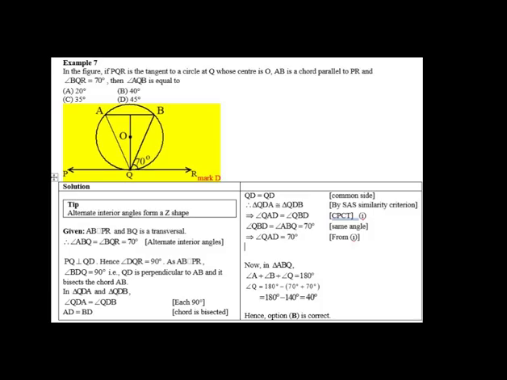Mark this as equation 1. Angle QBD is equal to angle ABQ is equal to 70 degree, which implies angle QAD is equal to 70 degree from 1. In triangle ABQ, angle A plus angle B plus angle Q is equal to 180 degree. Angle Q is equal to 180 degree minus 70 degree minus 70 degree, which is equal to 180 degree minus 140 degree. Therefore, angle Q is equal to 40 degree. Hence, angle AQB is equal to 40 degree. Therefore, option B is correct.